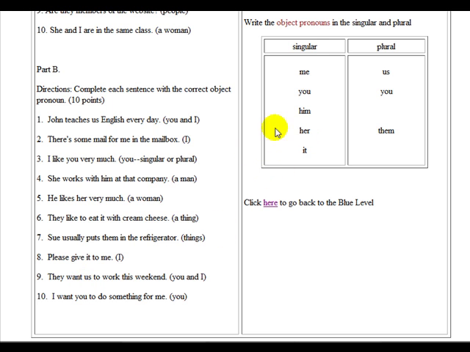Or here is this I, me, and you and I, us. I want you to do something for me. It's you. I want you to do something for me. Okay? Which is the plural form of the first person, I.